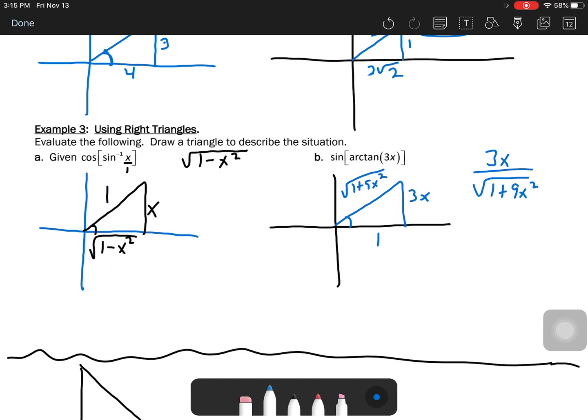Okay, so I'm going to stop right now with the first part of these notes, and then we'll continue on in the next video and look into the derivatives of these.